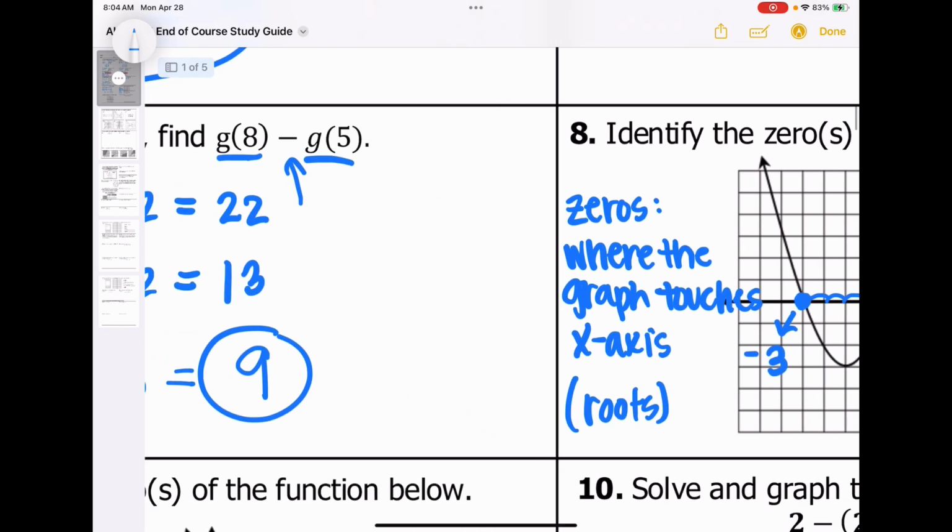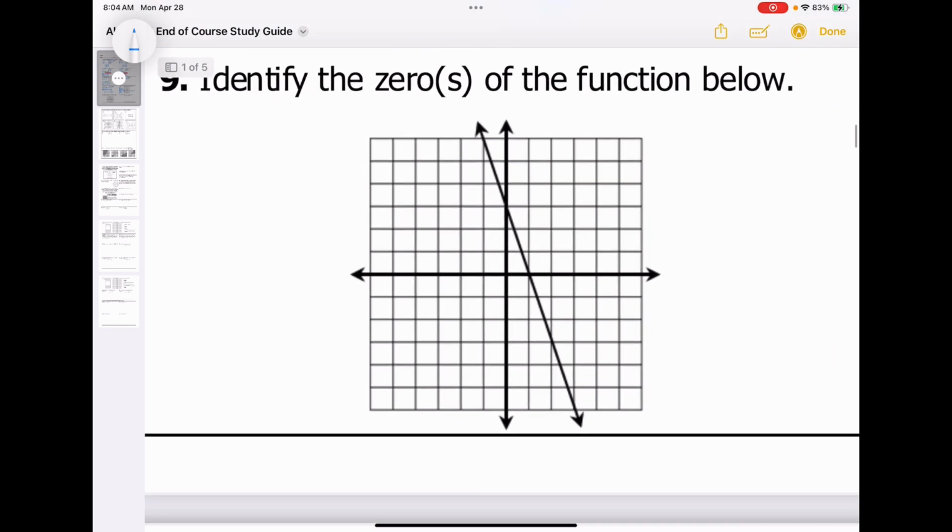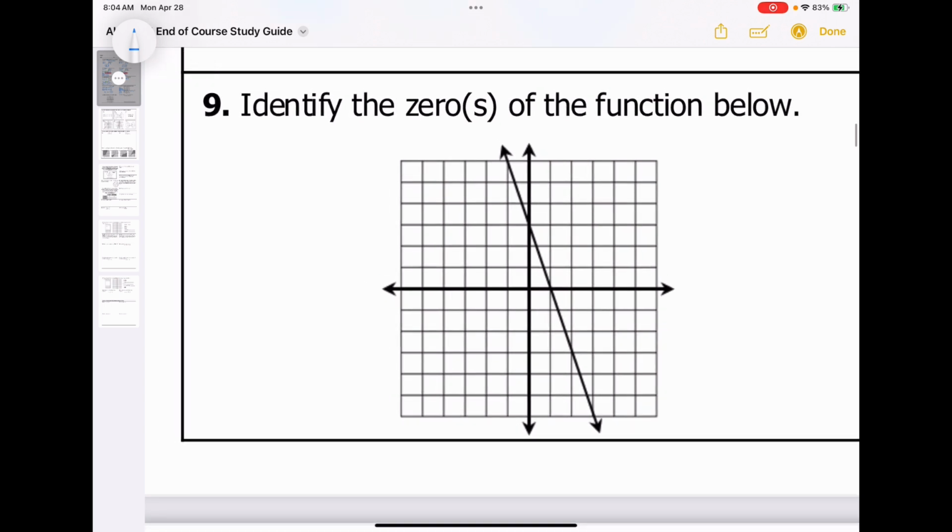All right, number 9, we're doing the same thing, identifying the zeros of the function below. So this time we just have a straight line, and it only touches the x-axis at this one point, which is a positive 1. So I'll just have x equals squiggly bracket 1.